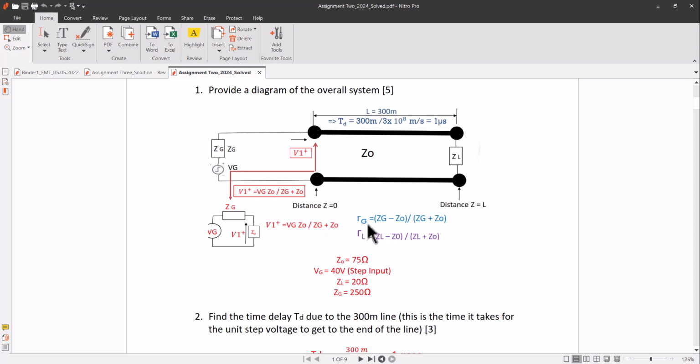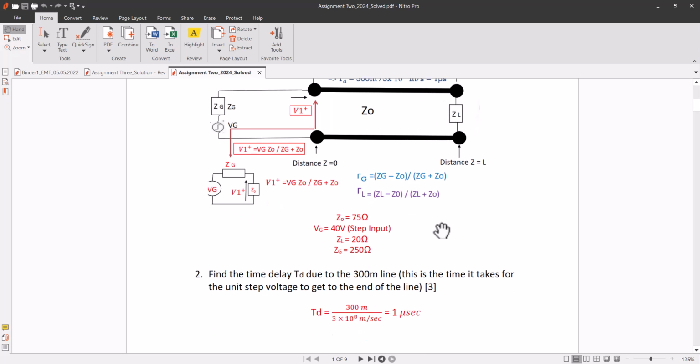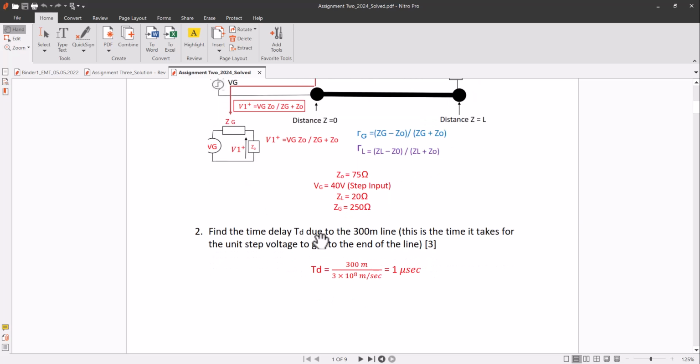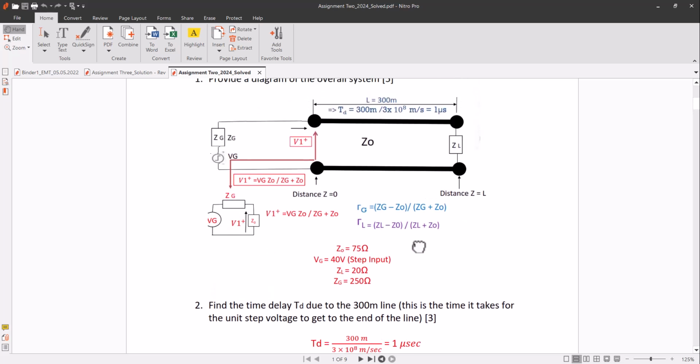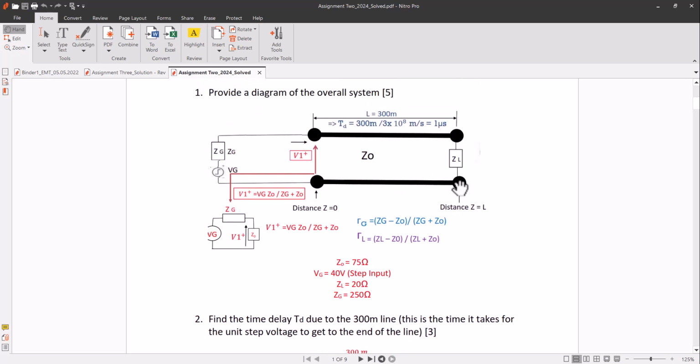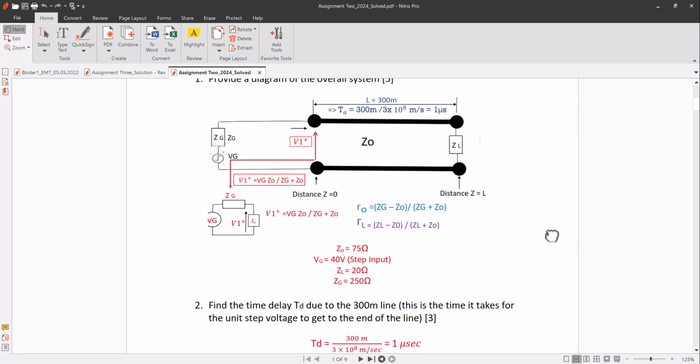And then we have the reflection coefficients. At the generator side we have Zg minus Z0 over Zg plus Z0, and at the load side we have ZL minus Z0 over ZL plus Z0. The values are 75 ohm for Z0, Vg is 40 volt step input, ZL is 20 ohm, and Zg is 250 ohm. So this will be the overall network diagram, how the system will actually be implemented.